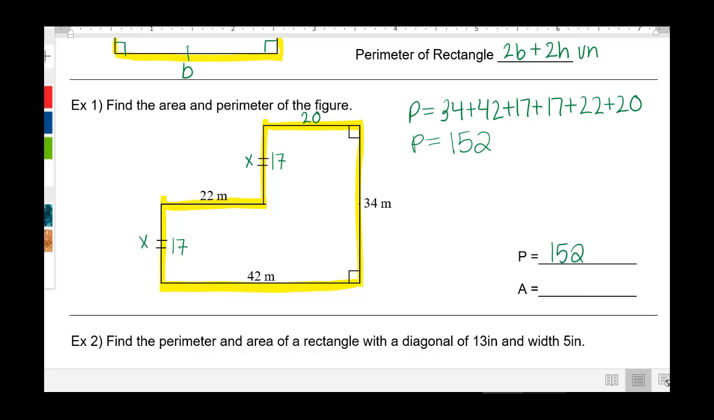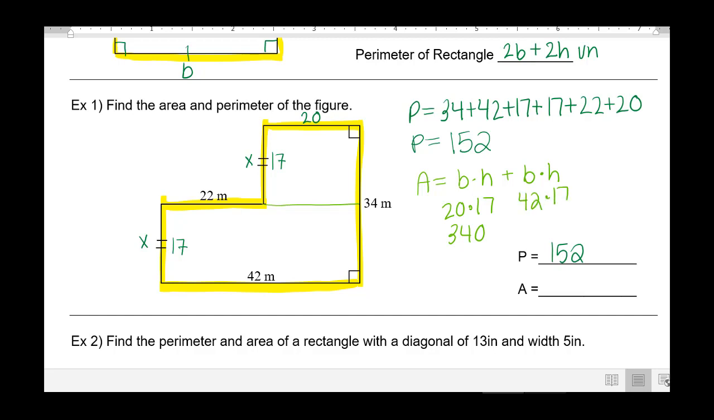The area, again, is that area inside of our figure. What I like to do is to create two different shapes, right? So my top figure is a rectangle. I know that because of that right angle in the corner, right? Same thing with that bottom figure, with a right angle in the corner. So to find the area, I'm talking about base times height of the top and then base times height of that bottom rectangle. So I have 20 by 17. Okay, 340, great. And then I have that base of 42 times that height of 17.